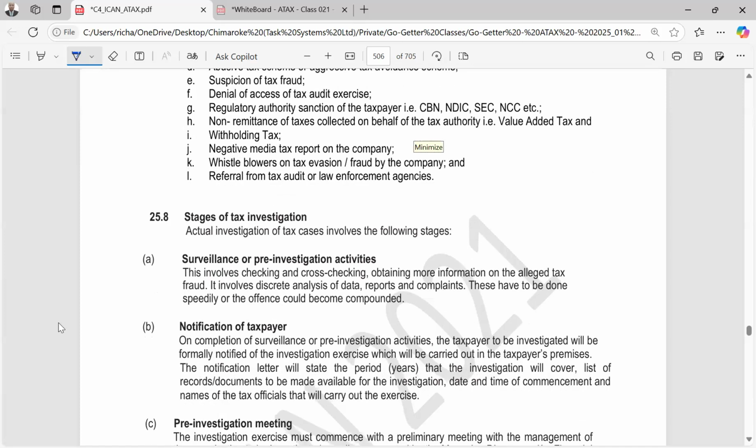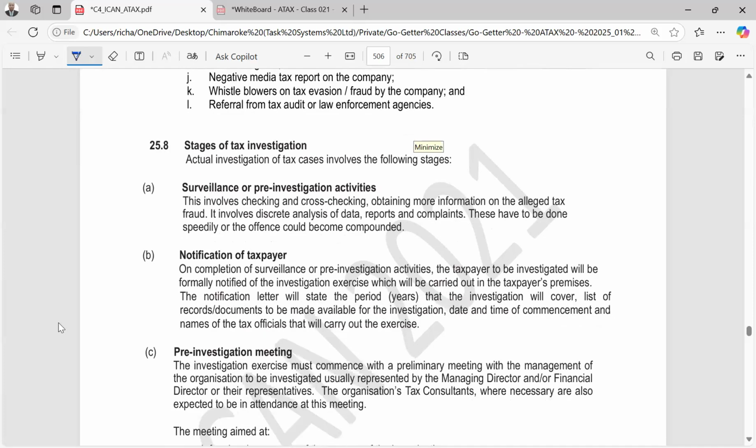What are the stages of tax investigation? The first one is surveillance. Surveillance is pre-investigation activity. They will put surveillance, they will follow you. They are surveying you or the company to see whether there is substance to what they are hearing.